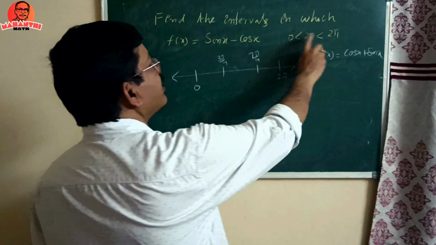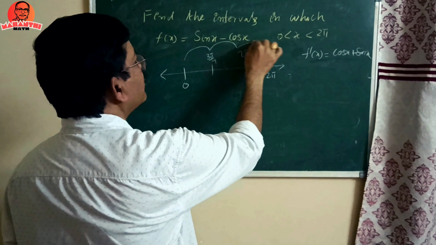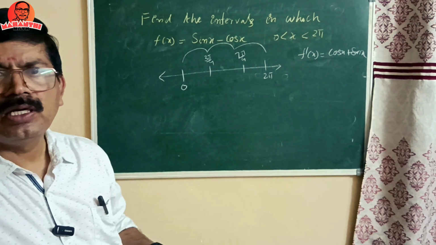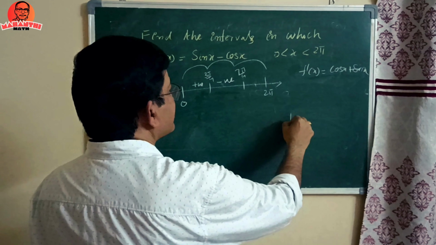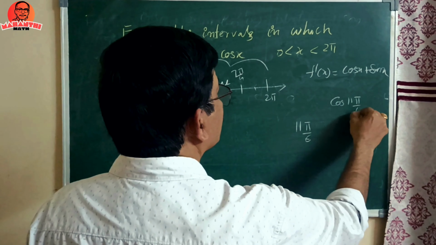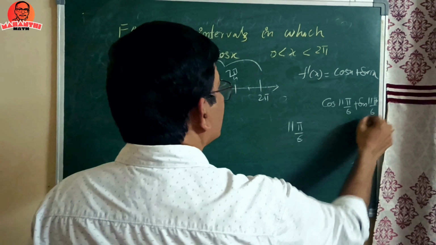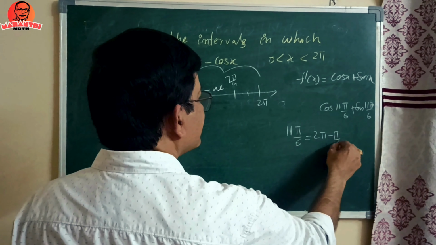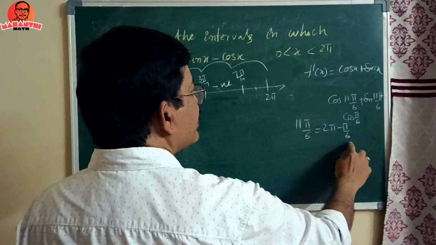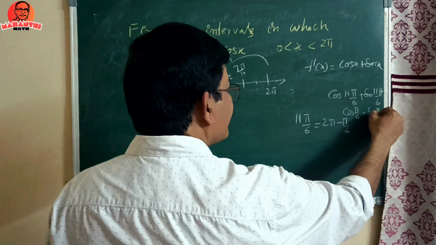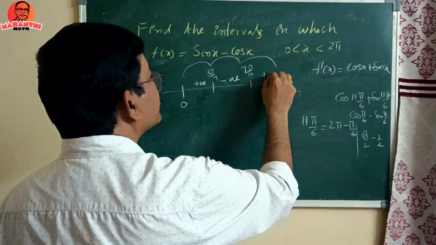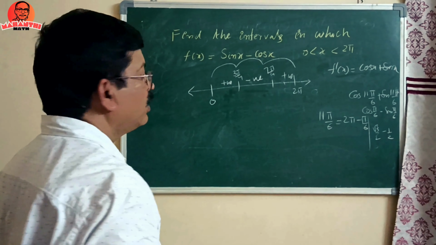Now you see the given interval 0 to 2 pi divided into 1, 2, 3 intervals. 0 to 3 pi by 4, 3 pi by 4 to 7 pi by 4, 7 pi by 4 to 2 pi. Now in the last interval, you take 11 pi by 6. Cos 11 pi by 6 plus sin 11 pi by 6. 11 pi by 6 you can write 2 pi minus pi by 6. So cos 2 pi minus pi by 6 is cos pi by 6 only. Sin 2 pi minus pi by 6 is minus sin pi by 6. This is root 3 by 2. This is 1 by 2. Root 3 is more than 1. So here it is positive. So positive, negative, positive.